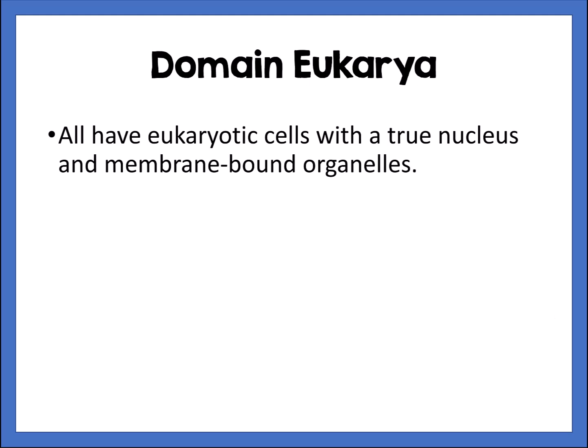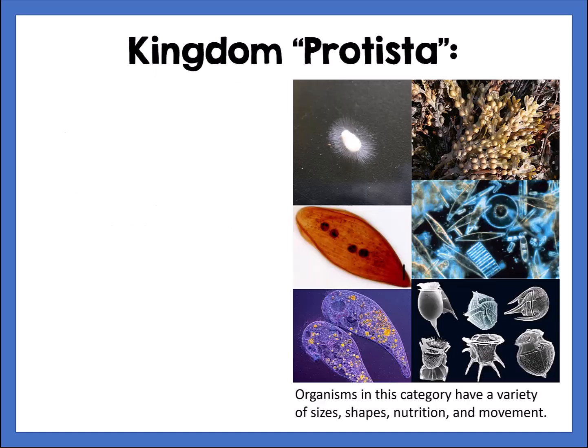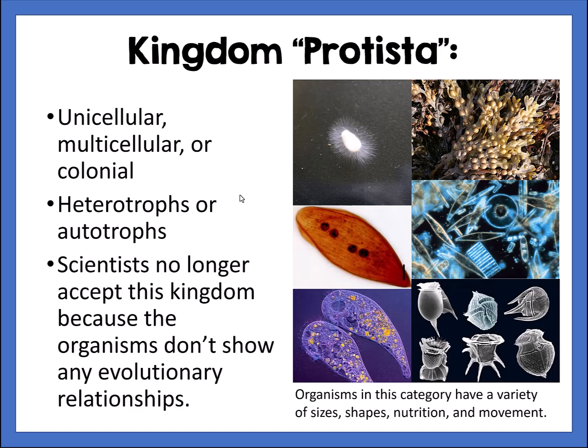Domain eukarya all have eukaryotic cells with a true nucleus and membrane-bound organelles. The domain eukarya includes organisms with the largest body mass and size. So these are the ones that you're going to be the most familiar with. And we're going to start with the kingdom Protista. They are unicellular, they can be multicellular, or they can be colonial. So lots of different types of organisms in this kingdom. They can be heterotrophic or autotrophic.